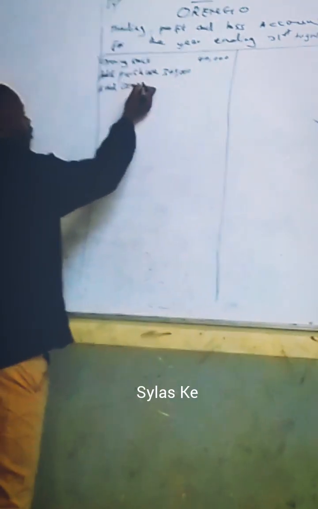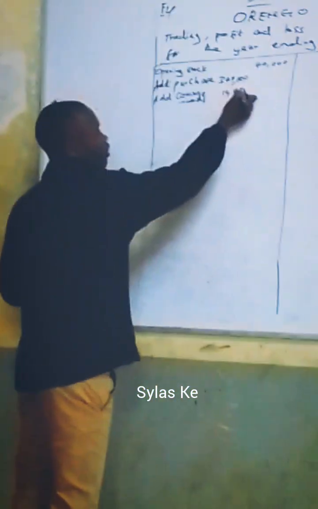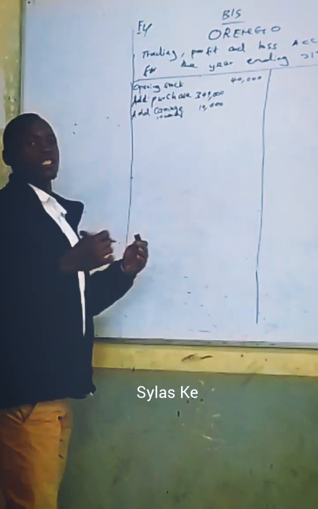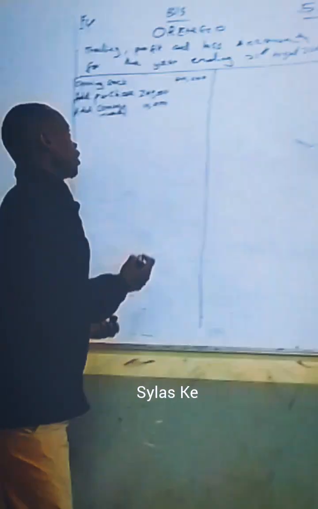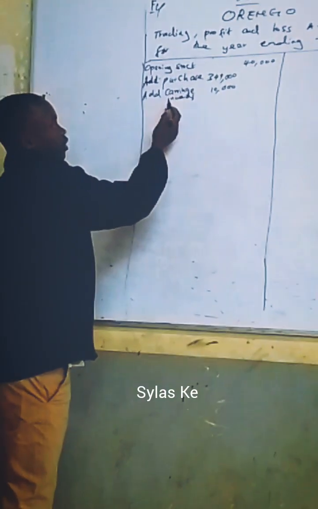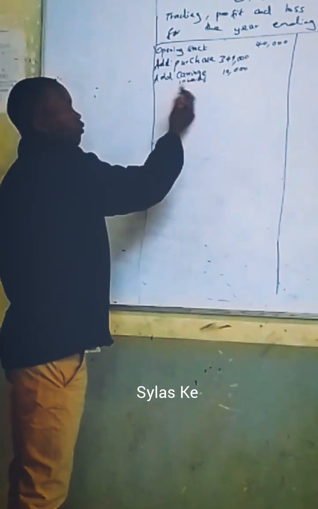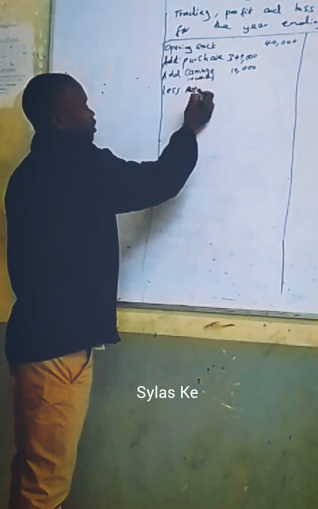Carriage inwards, 10,000. Then if there are returns out or purchases returns, we less them from the total of purchases and carriage inwards. So we less returns out or purchases returns.